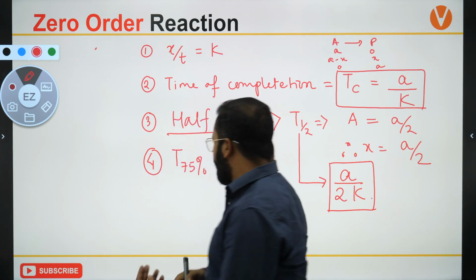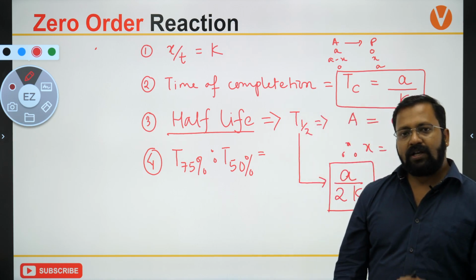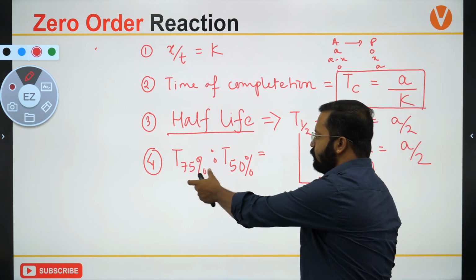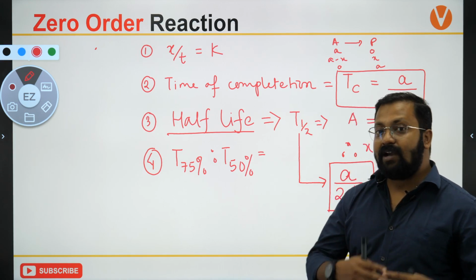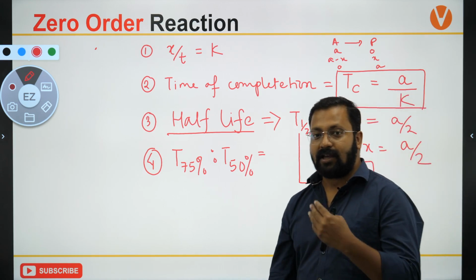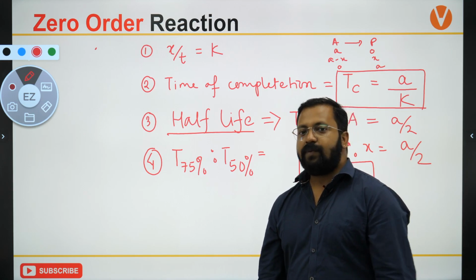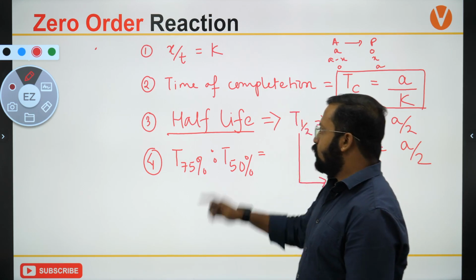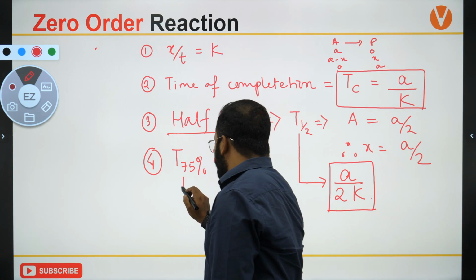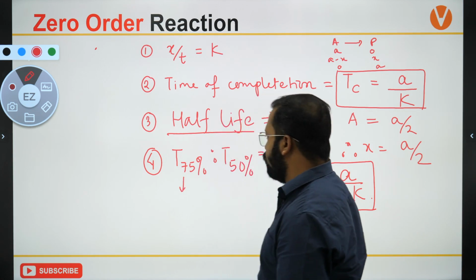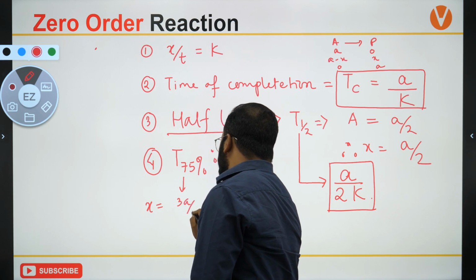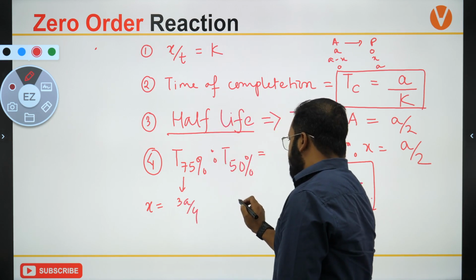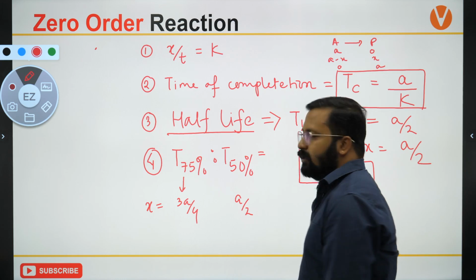Because you can be asked these ratios. What is the ratio of T 75% and T 50%? The meaning of 75% is that 75% of reactant is consumed. So A becomes A by 4, or X at this stage is 3A by 4, and at 50% it is A by 2.